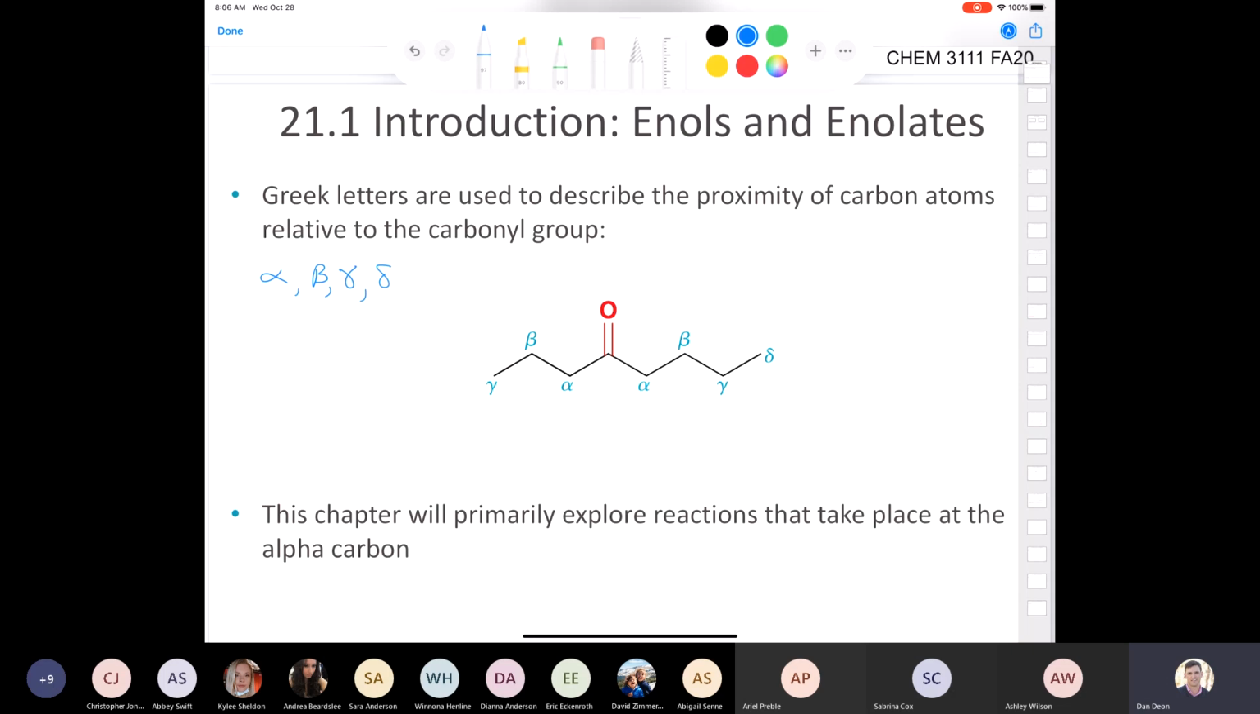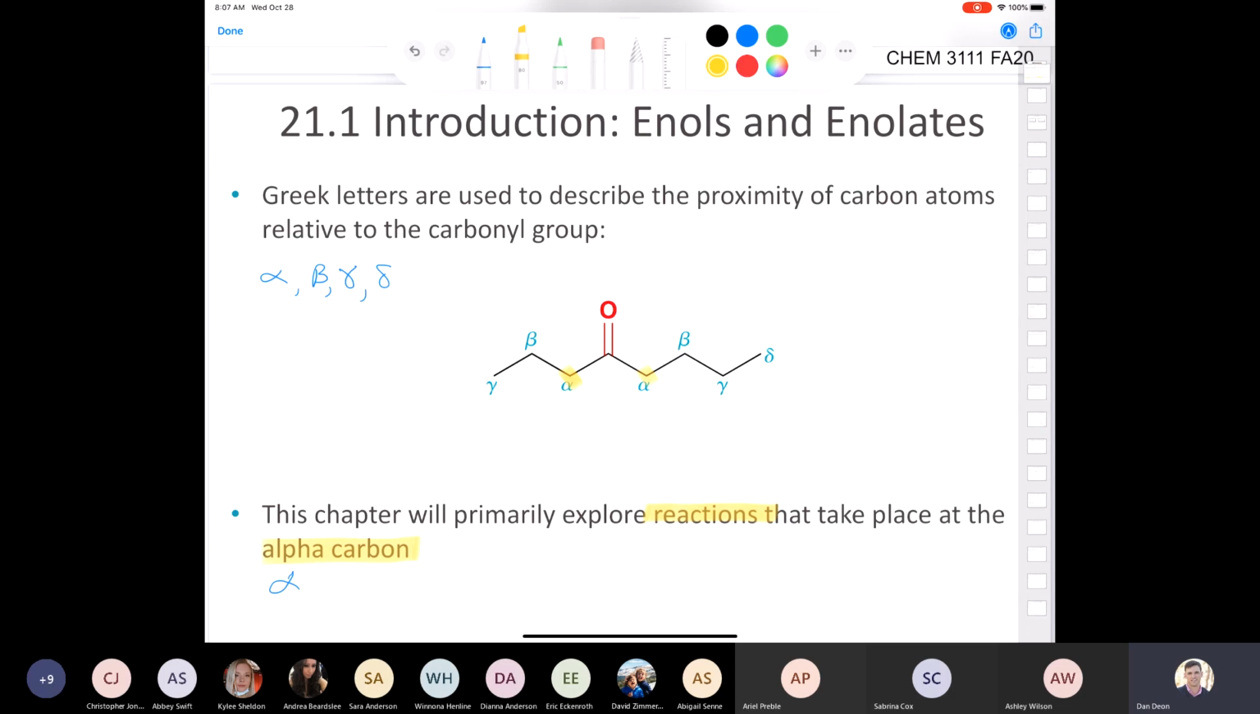Now, we're not going to be looking at anything past delta. In fact, we're not going to be looking at anything past alpha, because this chapter deals with reactions that take place at the alpha carbon. So we're going to be concerned with the alpha carbon, which would be this carbon here and this carbon here. So this ketone has 2 alpha carbons. Of course, if we have an aldehyde, we would have only 1 alpha carbon.